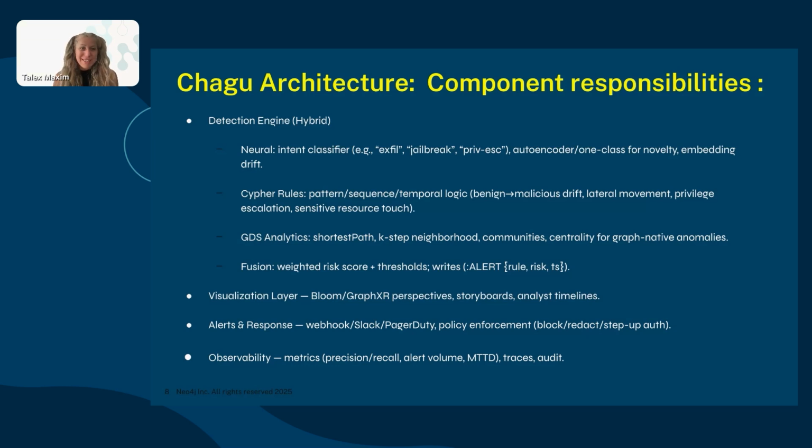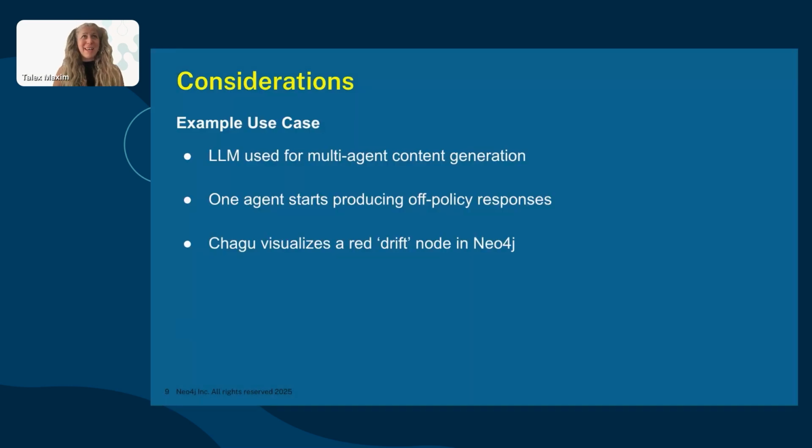Of course, all of this couldn't be possible without a visualization layer. So we're using Bloom, GraphXX, representative storyboards, analytic timelines. Then there is the alert intent system. So we are doing webhooks, Slack notifications. Of course, we can't avoid PagerDuty, any policy enforcement, rule-based. And observability: the more metrics we can extract, the more we understand what's happening within the system.